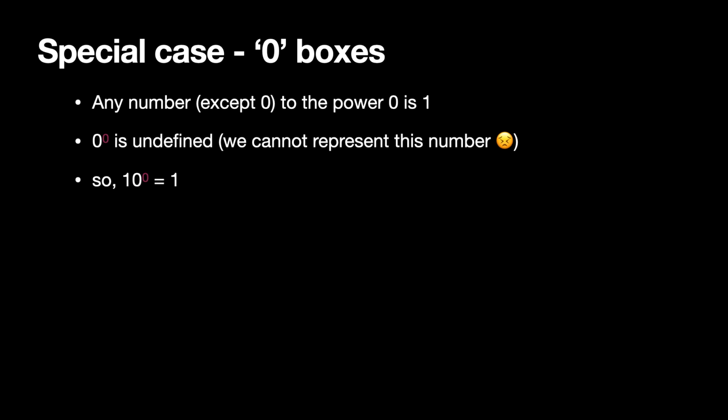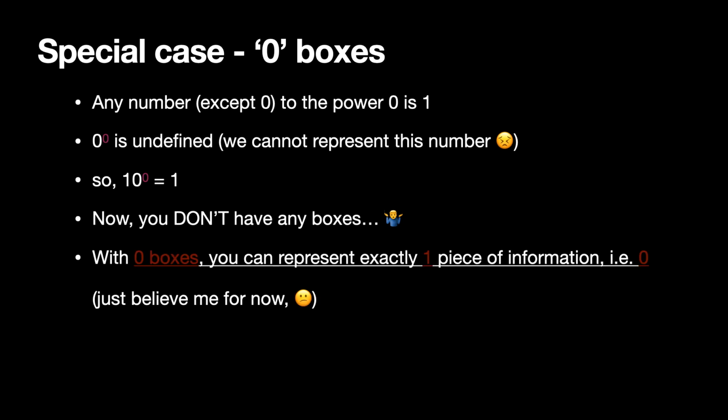So, 10 to the power 0 is 1. Now you don't have any boxes, that is, you have 0 boxes. So with 0 boxes, you can represent exactly one piece of information, that is 0. Believe me, for now, that 10 to the power 0 is 1.